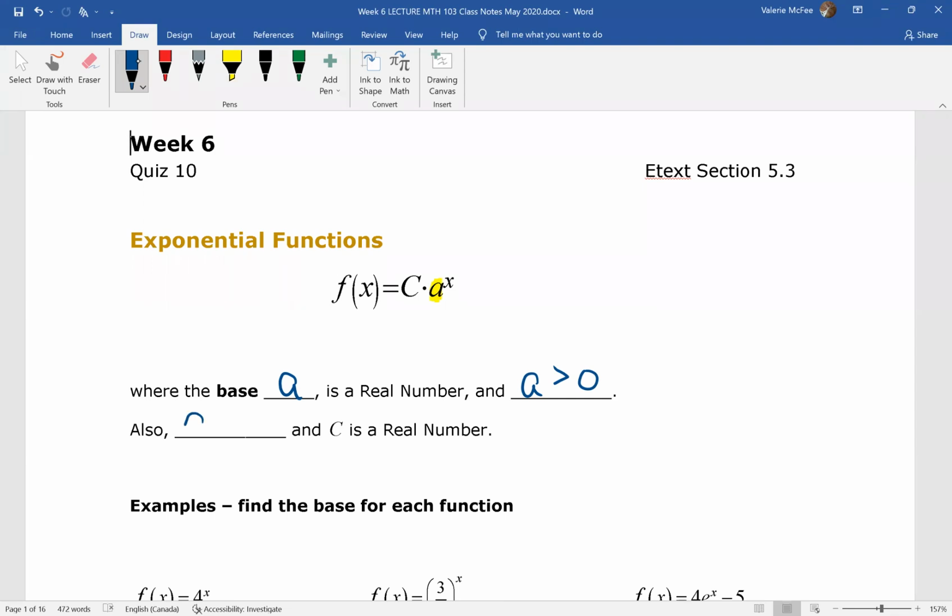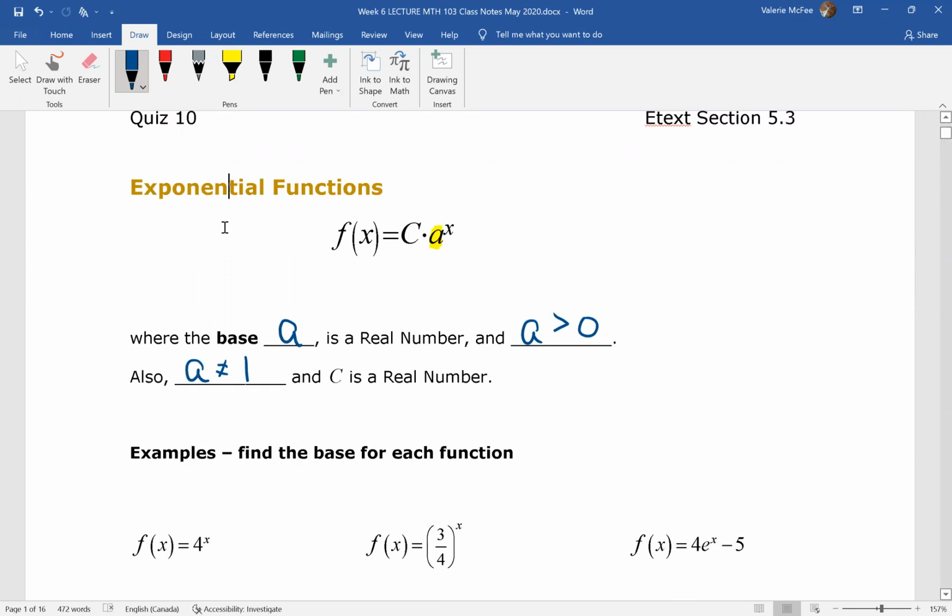Also, it's important to note that a cannot equal 1, because if a equals 1, then we end up with an answer of 1 all of the time. C, that coefficient, has to be a real number.